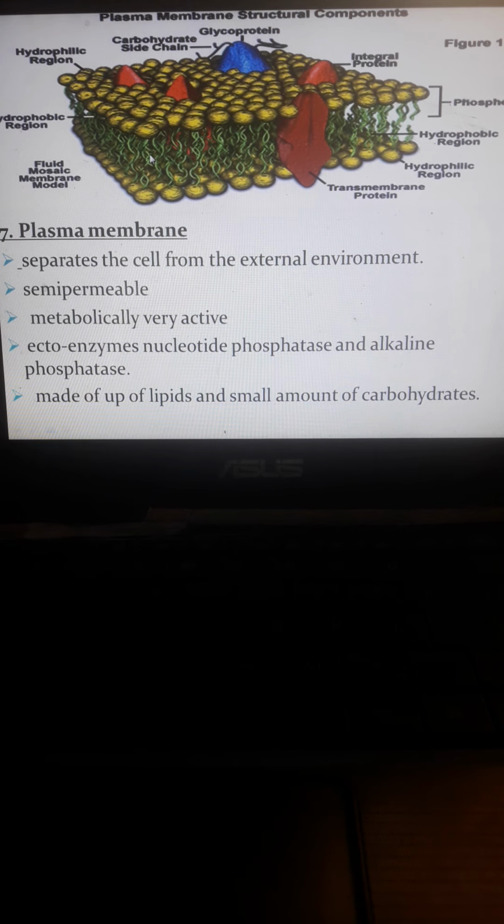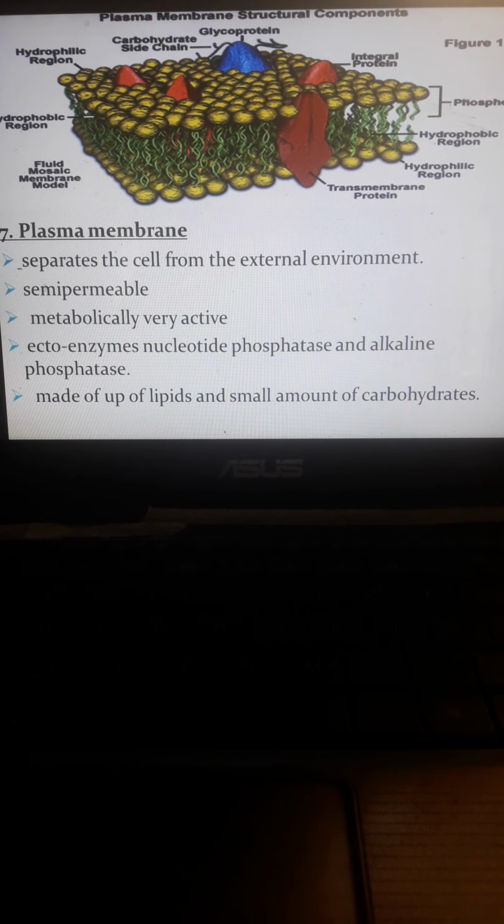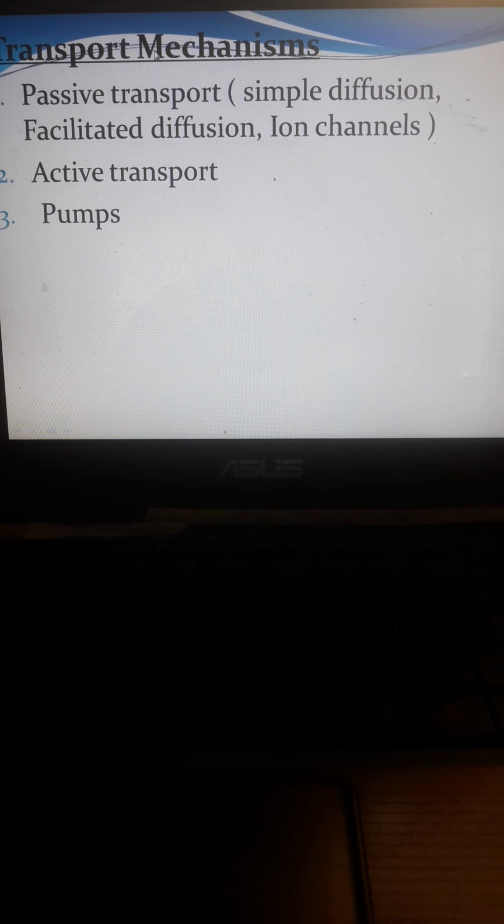So one characteristic of the plasma membrane is that it is known to be amphoteric because it possesses both a hydrophilic region and a hydrophobic region. Based on the fluid mosaic membrane model, this model refers to the cell membrane floating like a boat. Okay, that is the fluid mosaic theory. Ectoenzymes, nucleotide phosphatase and alkaline phosphatase enzyme are also located in that membrane. They are involved in the phosphorylation process, made up of lipids and a small amount of carbohydrates.